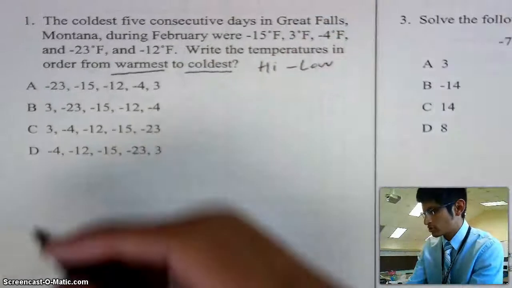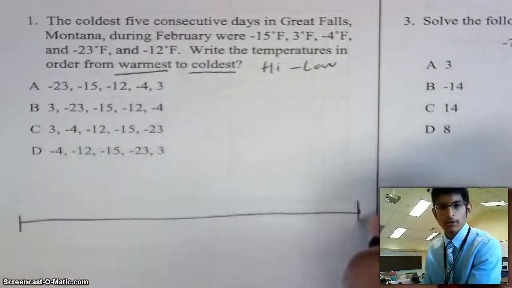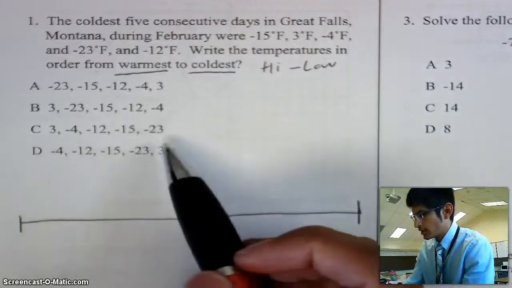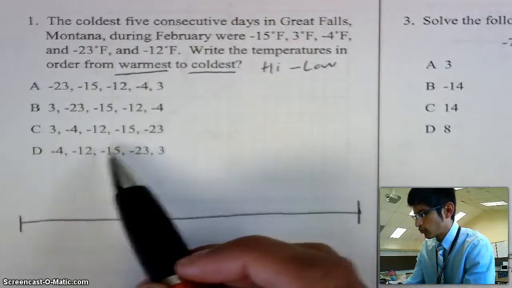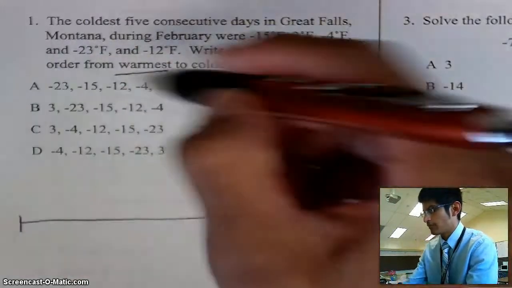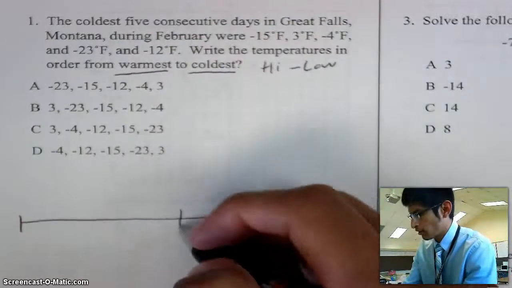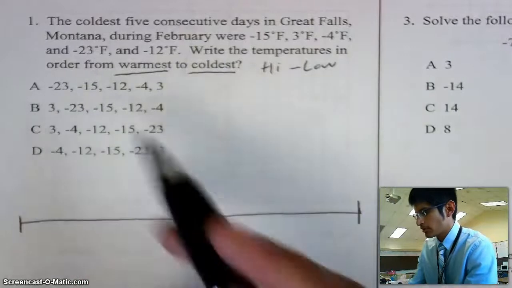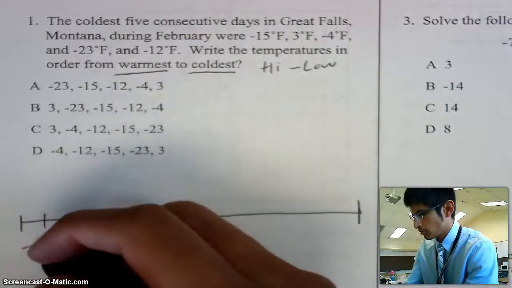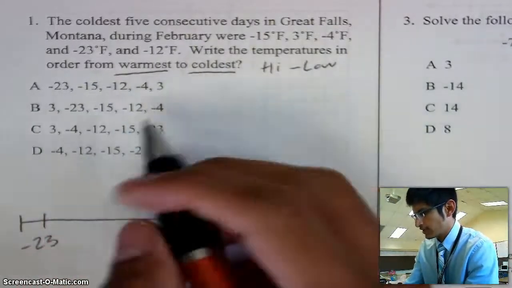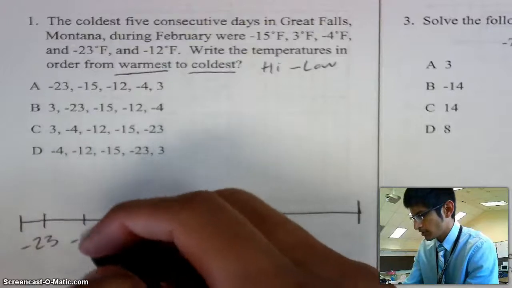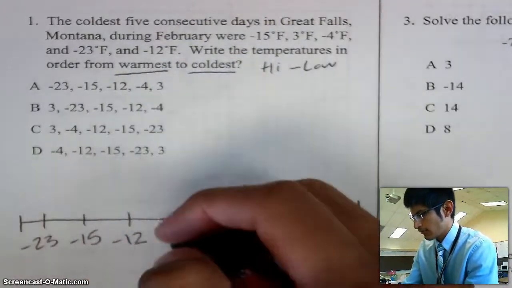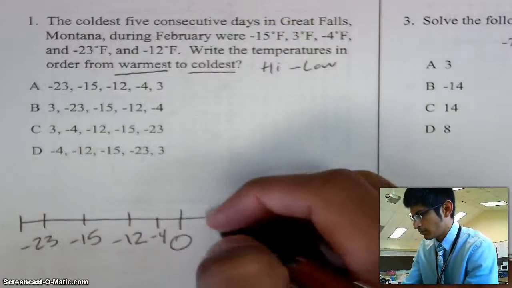All right, so I'm going to draw a number line for this question. I'm going to put all my numbers on a number line. So it looks like you have negative 23, 3, negative 4, negative 12, negative 15. It's the same 5 numbers for each answer choice. So 0 would be in the middle. I'm just going to look at A and try to put these in order here. So I have negative 23. That would be over here somewhere. I have negative 15. That would be over here. I have negative 12. And then I have negative 4. And then positive 3 would be over here.